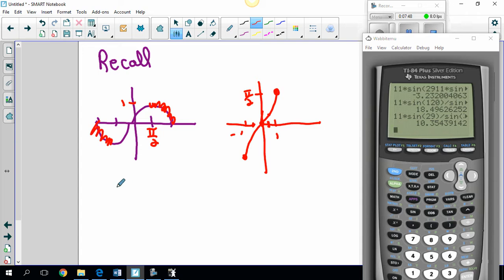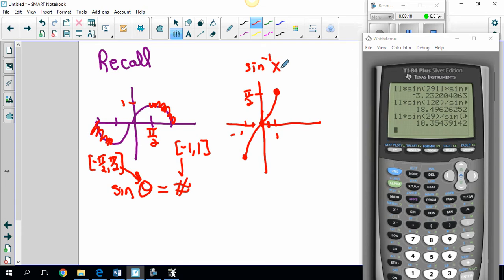Now, sine of theta equals a number between -1 and 1. This angle, if you want to talk about sine inverse, can only be from minus pi over 2 to pi over 2, the restricted version, the scribbled version. Normally the domain of sine is all real numbers, but if you want to use an inverse, this is sine inverse x. Now if we take sine inverse of both sides, theta equals sine inverse of a number.